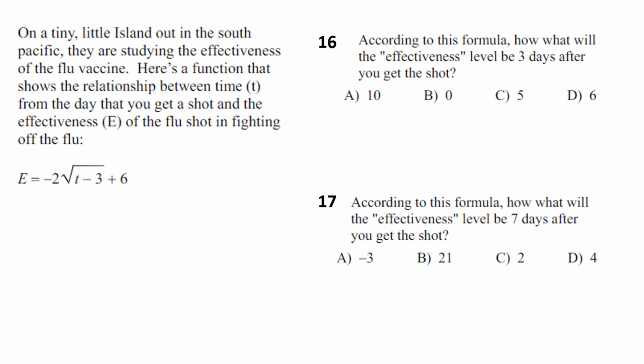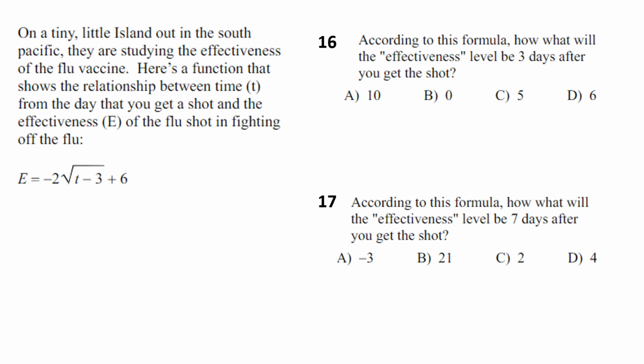All right, so on a tiny little island out in the South Pacific, they're studying the effectiveness of the flu vaccine. Here's a function which represents the relationship between T for time, from the day you get the flu shot, and E, the effectiveness of the flu shot in fighting off the flu. So your equation is E, the effectiveness, equals -2 times the square root of T minus 3, so time, your number of days from when you get your flu shot, minus 3, plus 6.